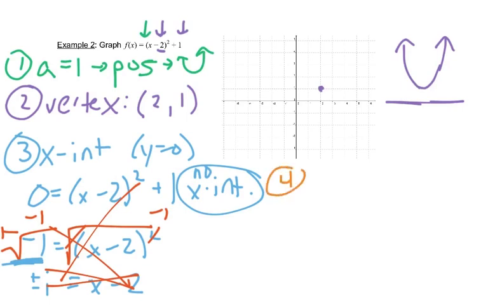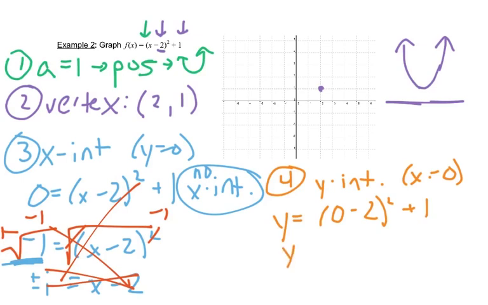So now we'll look at our step 4, and that's the y-intercept. So remember, to do the y-intercept, we make x equals 0. So we have y equals (0 minus 2) squared plus 1. So this is (-2) squared plus 1. Negative 2 times negative 2 is a positive 4 plus 1. So we get y is 5.